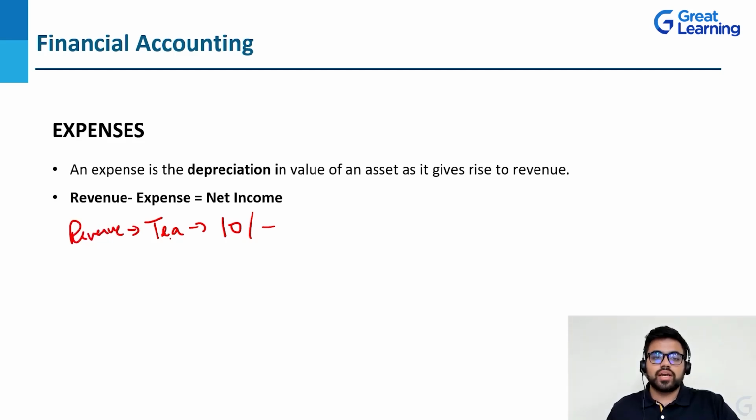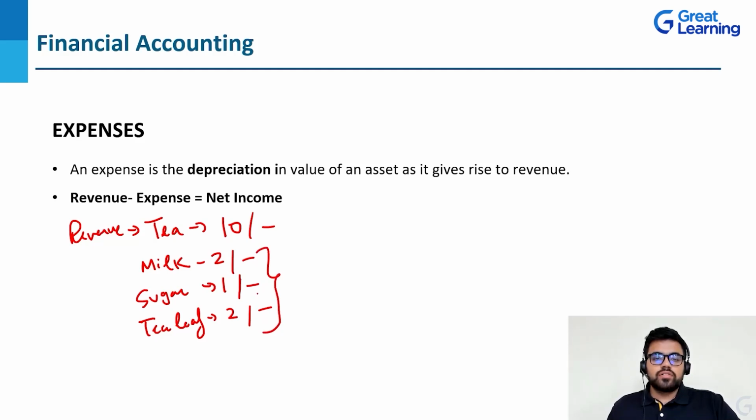as this is your selling price, right? Now, for making tea, the cost would be milk, let's say of 2 rupees, sugar, 1 rupee, and tea leaves, that would be of 2 rupees again. So the total making cost would be 5 rupees, right? So this part would be your expense for making that particular product.